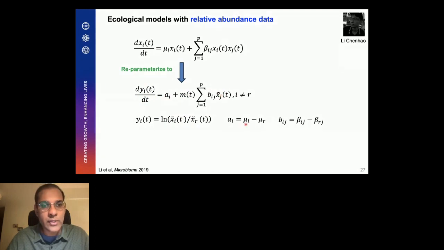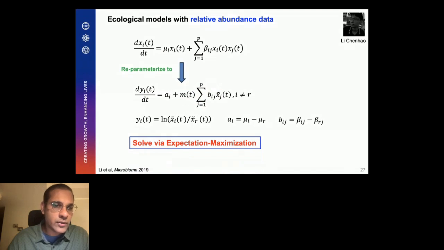This includes the a_i's, which are a reparameterization of the mu_i's, the growth rate terms, as well as b_ij's, which are based on the beta_ij's, the interaction terms, and M(t), which is the biomass term. But if you look at this equation, it's clearly not a linear equation anymore in terms of the parameters, because there's multiplication of these parameters. And so we used a well-known trick, which is to solve this via expectation maximization, where we solve for a_i and b_ij assuming certain values for M(t) in one iteration, and then use those estimates of a_i and b_ij to estimate M(t), and then iterate this process to convergence.